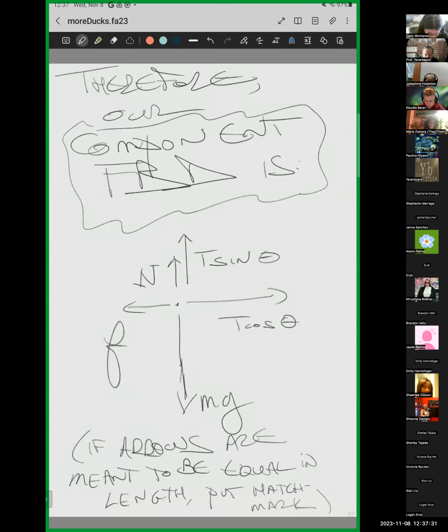What you'll see in a minute when I do these calculations, hopefully, is what I'm trying to express there. What I really think is that the sum of the lengths of the N arrow and the T sine theta arrow, those arrows added together in length, should be equal to the MG arrow. I'm going to say that again a different way in about two minutes, but hopefully that makes sense to some of you. I'll leave it at that for the moment.